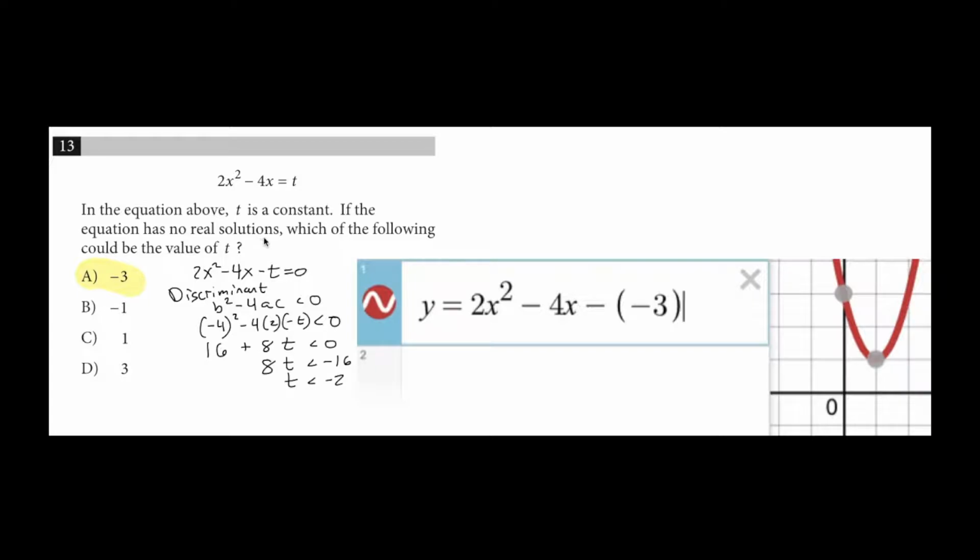So the easiest way to think about this, I think, is to treat it like a quadratic equation. You have 2x squared minus 4x minus t equals 0 after removing the t over. And so then if you were to put this all into the quadratic formula, what values of t would give you imaginary solutions?